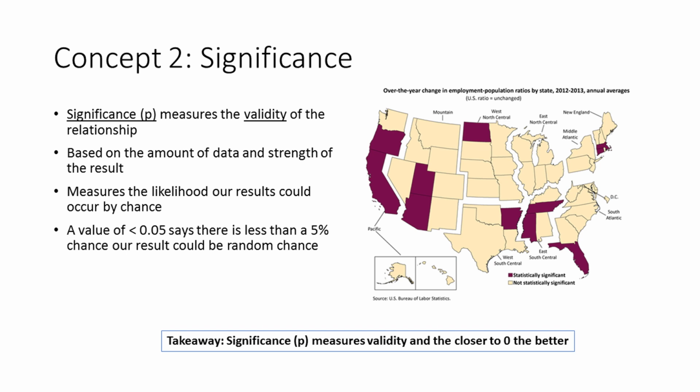So the takeaway from this slide is significance measures validity, and the closer to 0, the better. And this is how you control the tendency we have to overvalue small sample sizes.